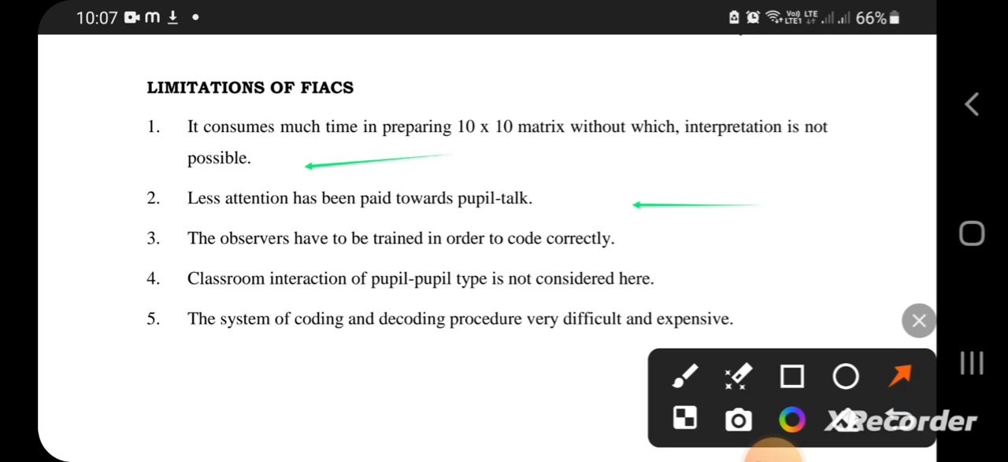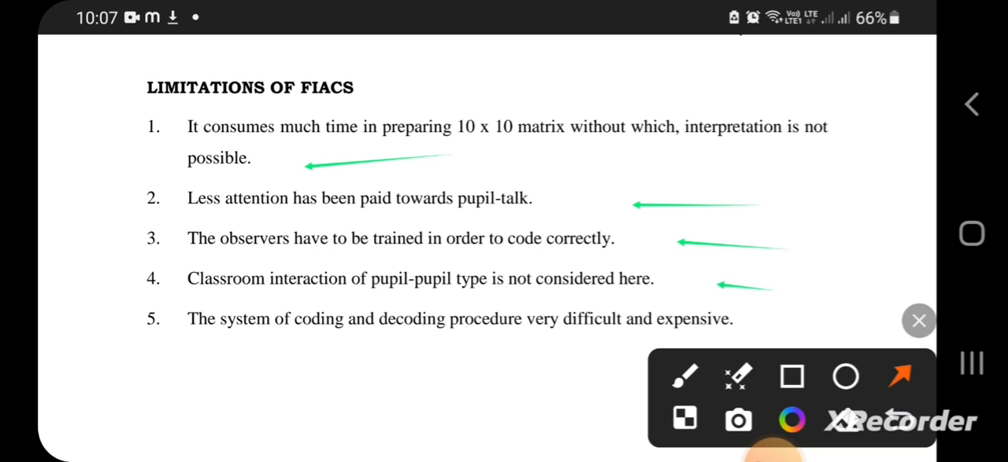The system may not adequately address or analyze pupil-pupil interaction or conversations, which are also important for understanding classroom dynamics. The observers have to be trained in order to code correctly. Accurate coding requires extensive training for observers. Without proper training, coding errors can occur, which might impact the reliability of the observations.